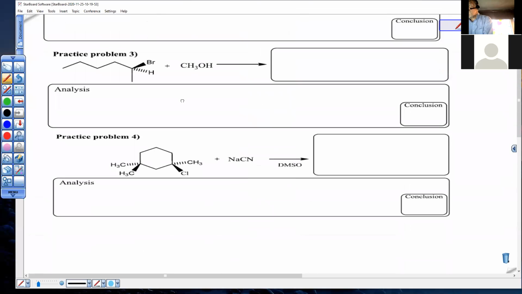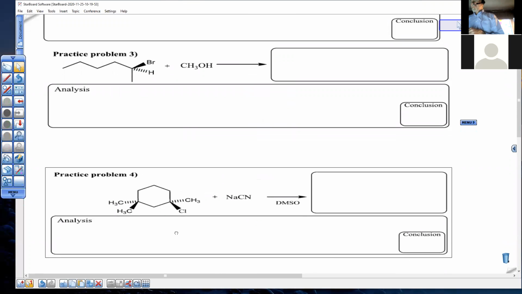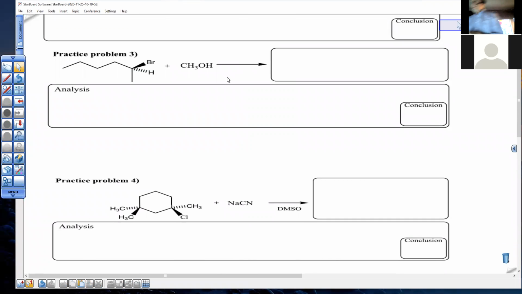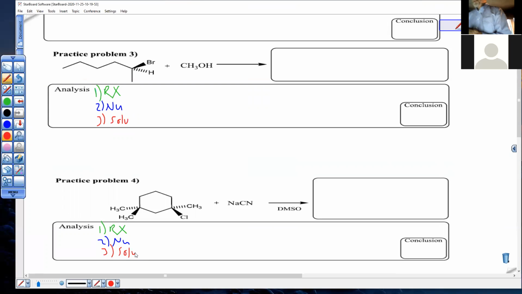Doing problems 3 and 4. And we need a little room for notes under 3 here. Same analysis. Let's see. We did Rx first. No, we did it in green. Then we did the nucleophile, blue, new. And solvent last. Please do it in this order. There's a method to this madness.